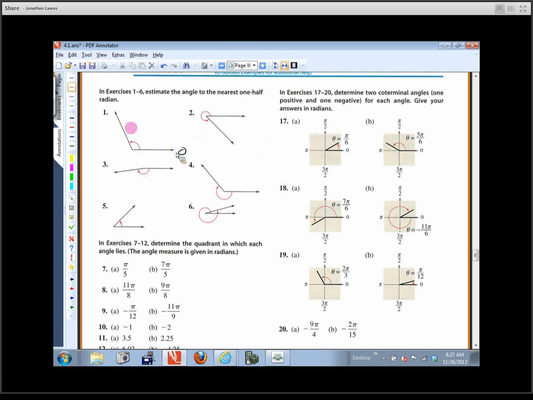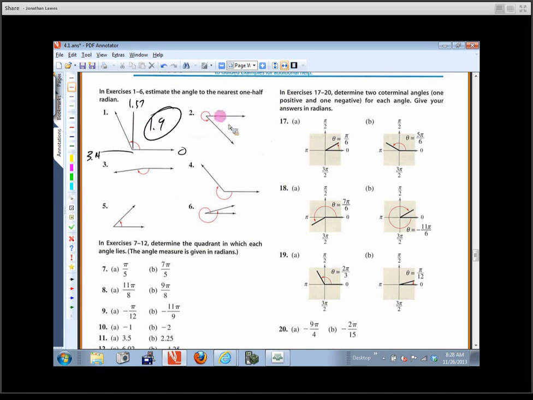If this is 0, and this is 1.57 radians, and this is 3.14 radians, roughly, somebody, did I hear a guess? Just a decimal radian, not even with a pi in it. I'll take 1.9. That looks pretty good, doesn't it?